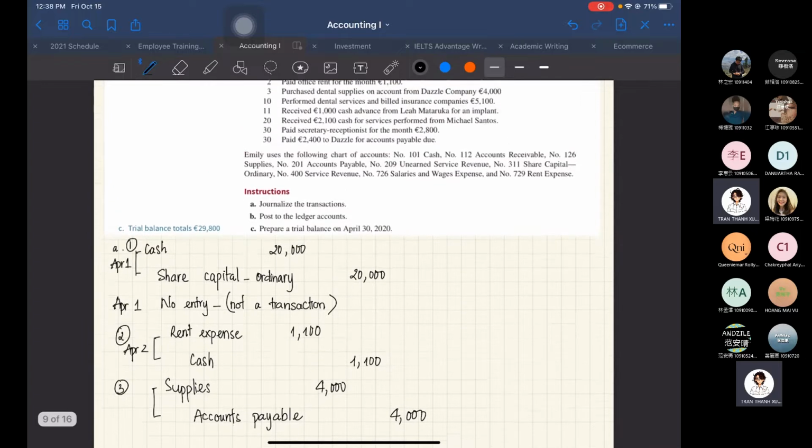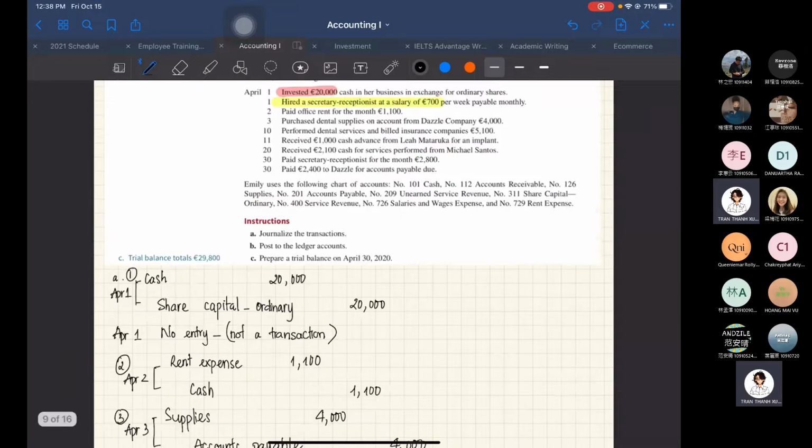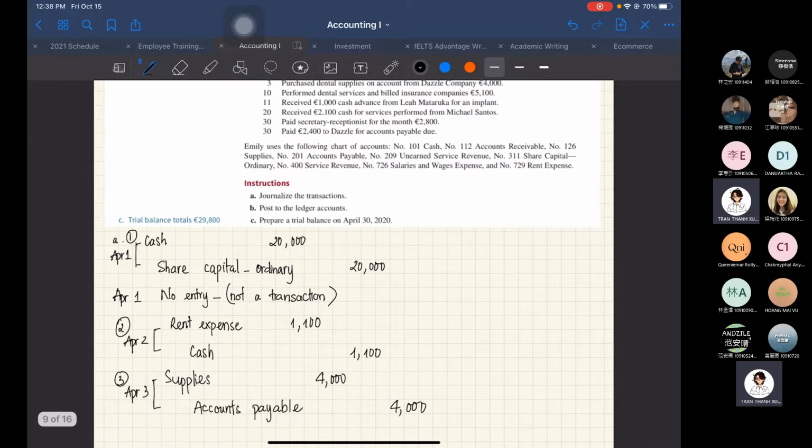Okay, and the fourth one, April 10. That was April 3rd. Here's April 10. Performed dental service for Pew Insurance Company. So what's going to happen here? They perform the service and they bill the insurance company. Which account are we going to use here?